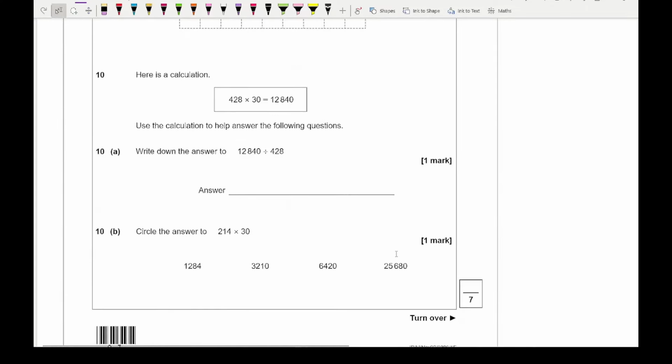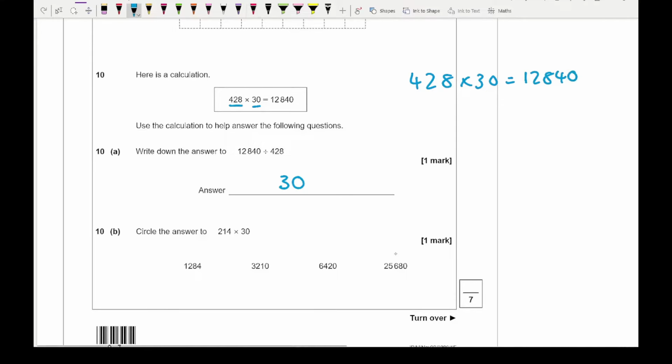Moving on to question 10, it says, here is a calculation. Use the calculation to help with the following question. So here it says, write down the answer. And here we can see that all that's happened is we've got an inverse calculation. So 428 times 30 is 12,840. So 12,840 divided by this number is going to equal 30. It then says, circle the answer to 214 times 30. Well, basically, all that's changed is 428 times 30 is 12,840.